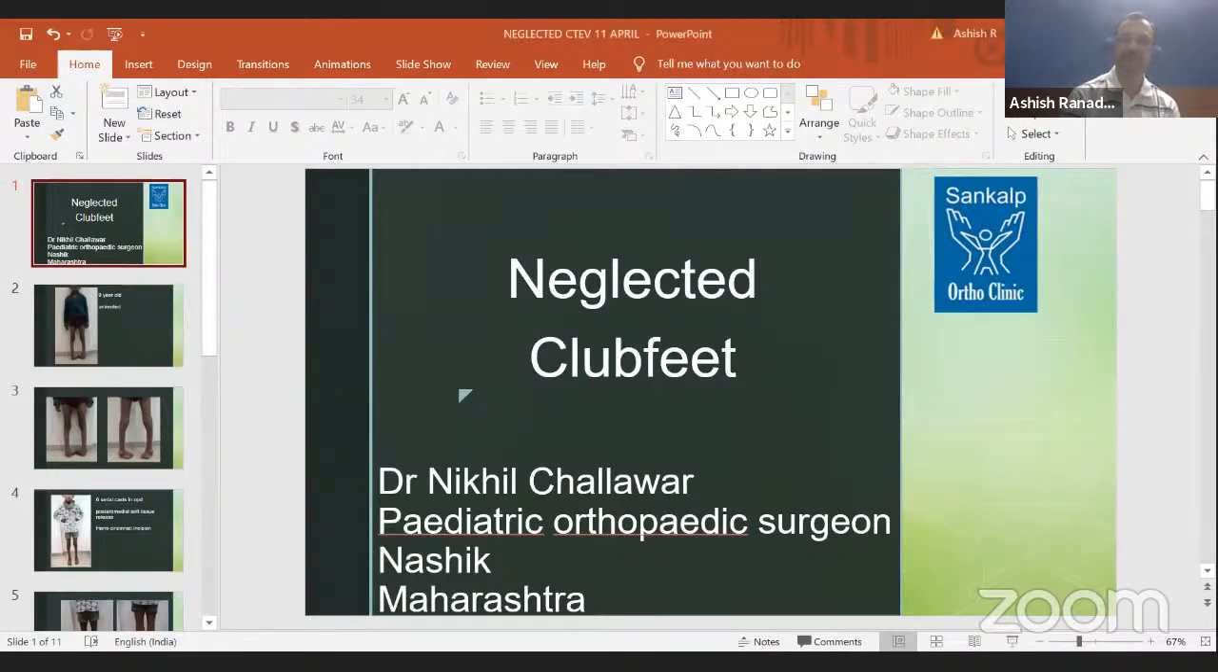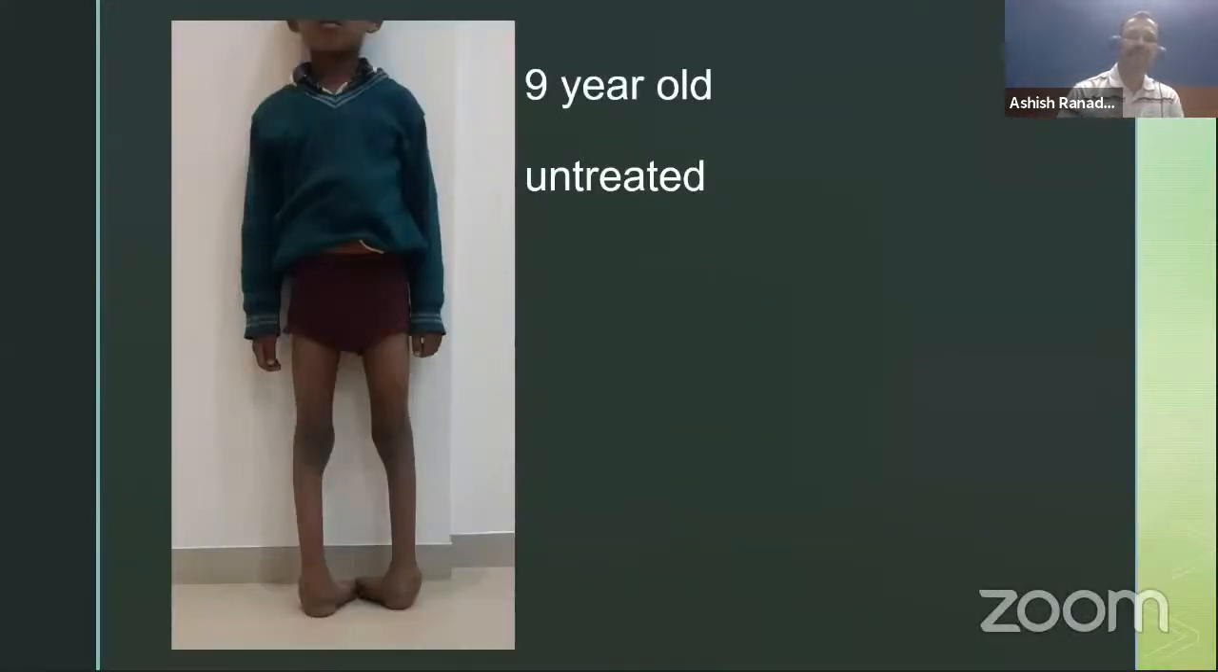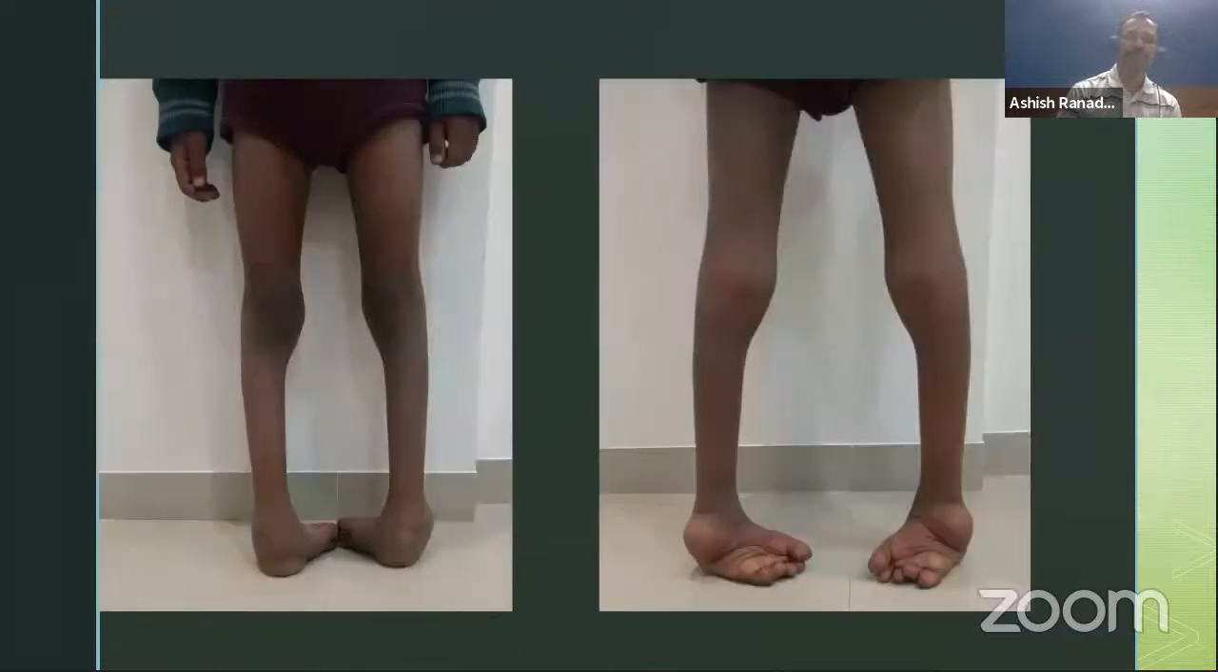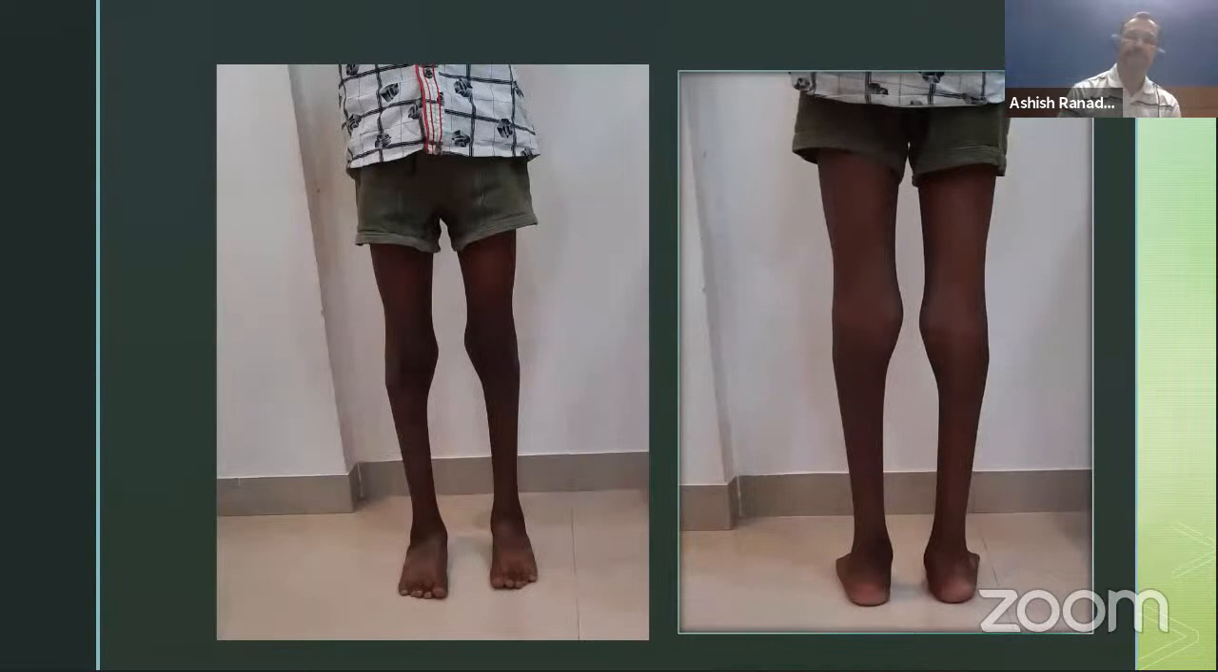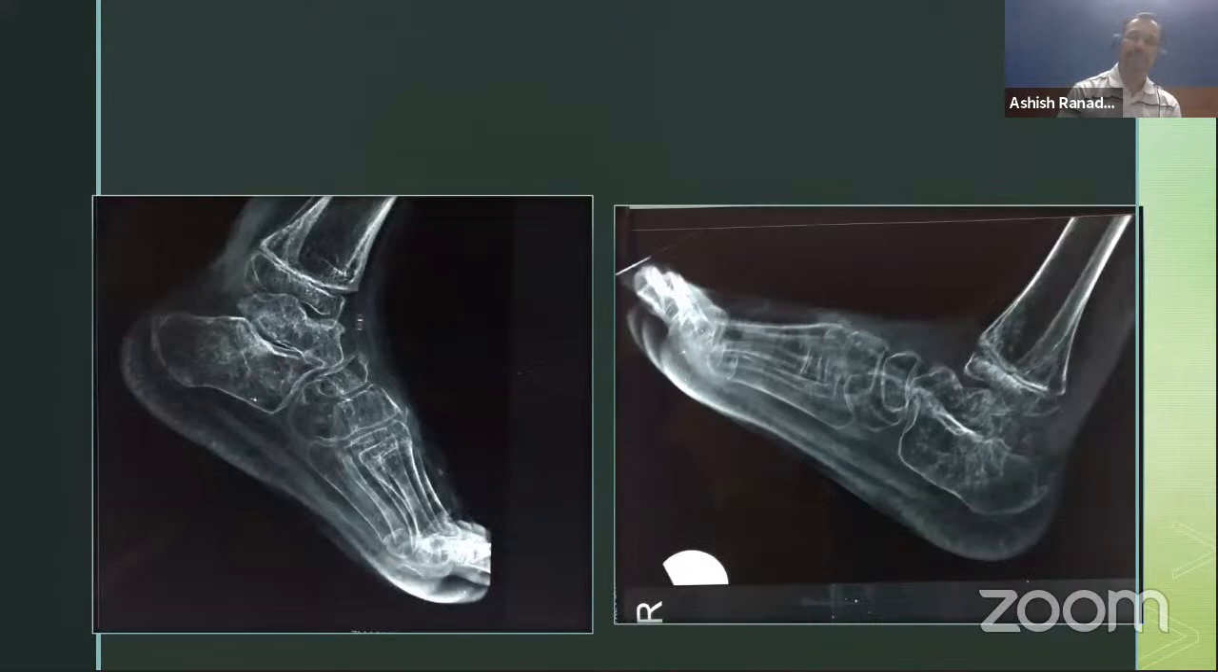So actually, I'm presenting on behalf of Dr. Nikhil. He was supposed to present, but he could not join. It's a 9-year-old untreated clubfoot, I think type 2, as Alaric was mentioning. Nikhil did serial casting in OPD. He had 6 casts, and then he did a posteromedial soft tissue release via the hemi-Cincinnati incision. And that's the result: got a plantigrade foot, that's the X-ray.